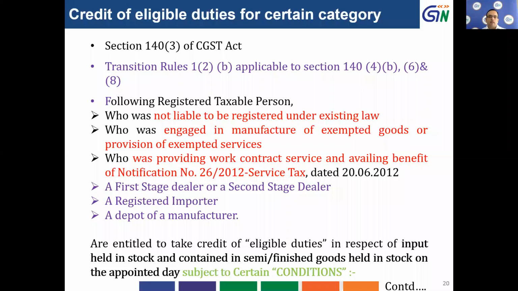So this section is talking about a person who was not liable to register under the existing law, or who was a first stage dealer or second stage dealer, or a registered importer or a depot of a manufacturer, who was entitled to take credit of eligible duties of input held in stock or input contained in semi-finished goods or finished goods, subject to the condition which I am going to cover now. Now, what is important on this slide is eligible duties. I am going to separately discuss what the eligible duties are.